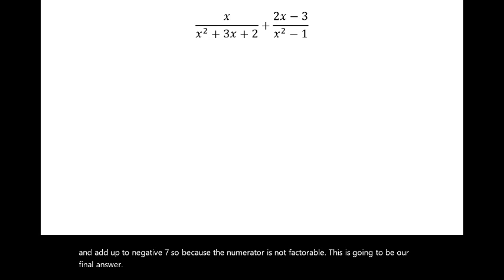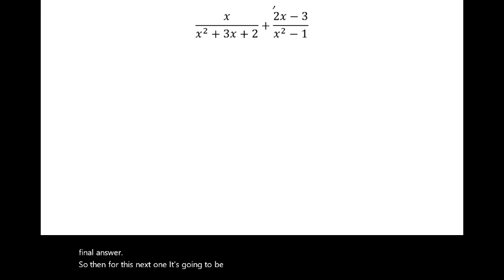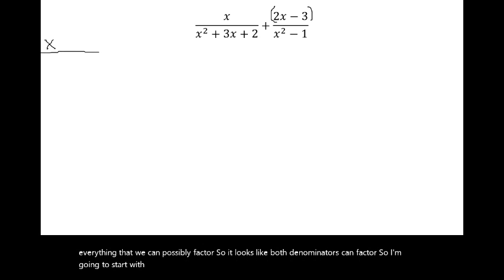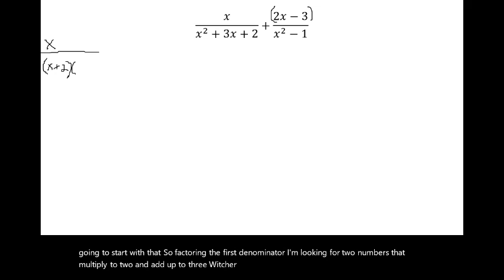So then for this next one, it's going to be a very similar idea. We're going to start by factoring everything that we can possibly factor. So it looks like both denominators can factor, so I'm going to start with that. So factoring the first denominator, I'm looking for two numbers that multiply to 2 and add up to 3, which are x plus 2 times x plus 1.